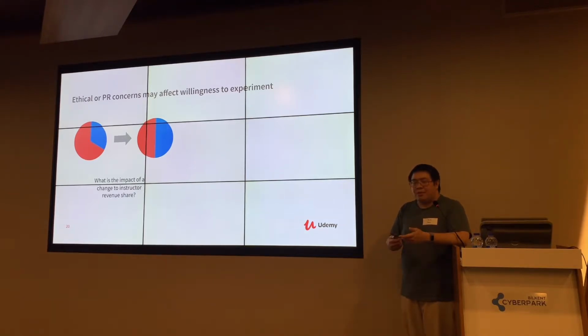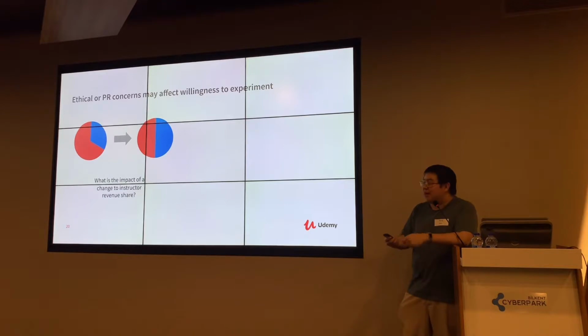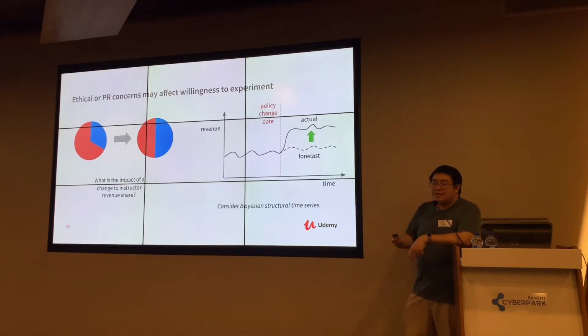Well, one problem would be you probably don't want to A/B test this, because then what that would mean is you're changing the revenue share for some instructors and not changing the revenue share for other instructors, and that's a very unfair situation, right? So in this case, maybe you can't even really run the A/B test because nobody's really actually willing to randomize. But there are many other methods that you can use.